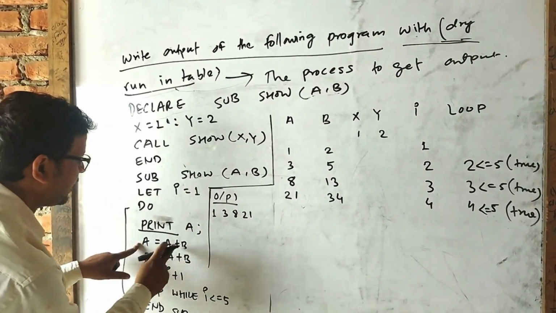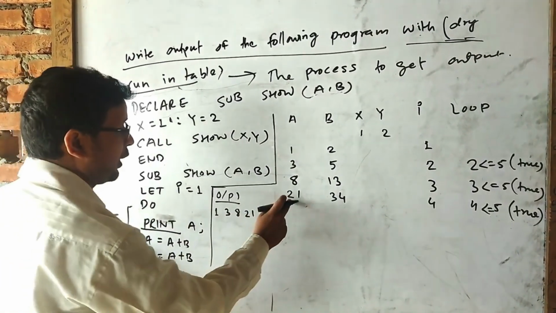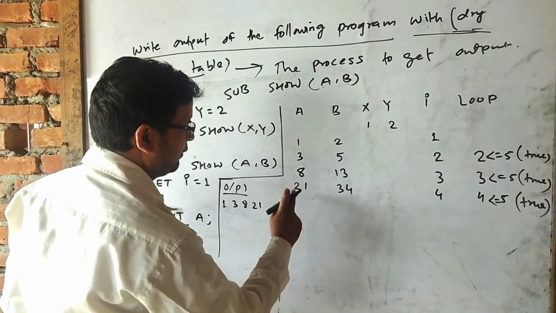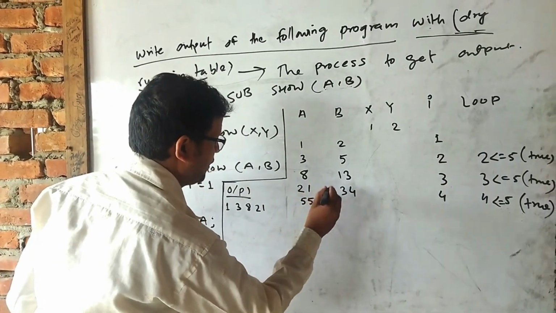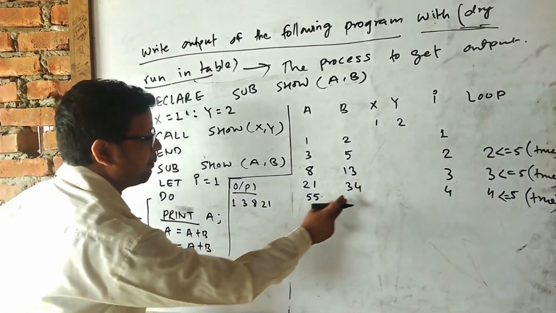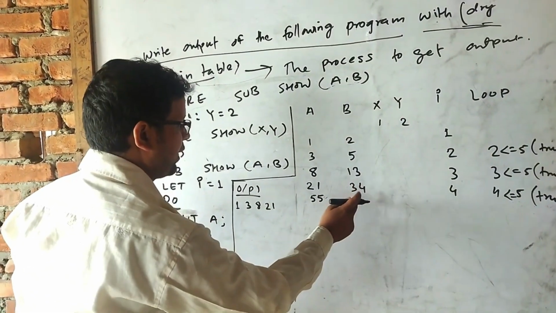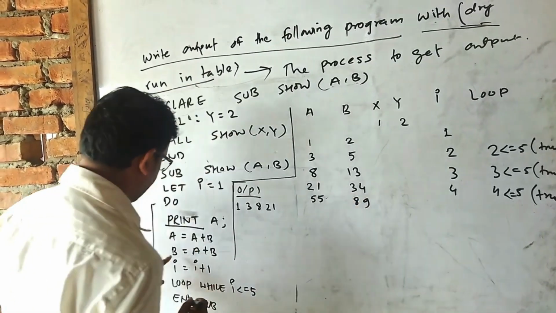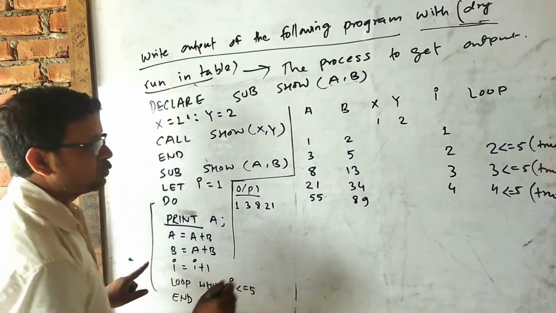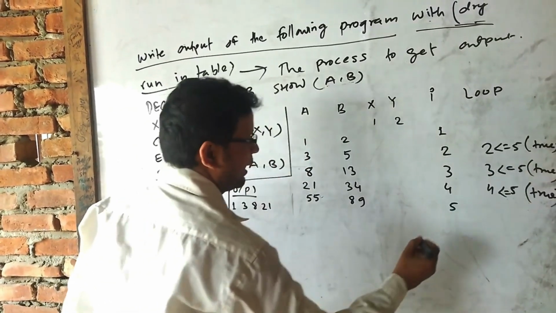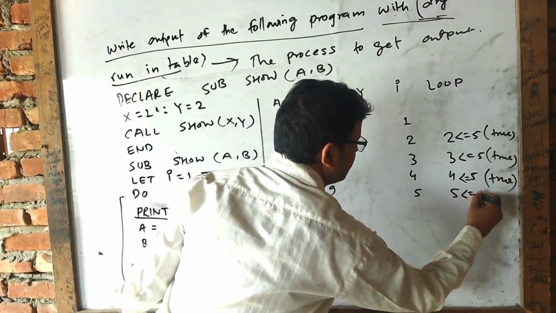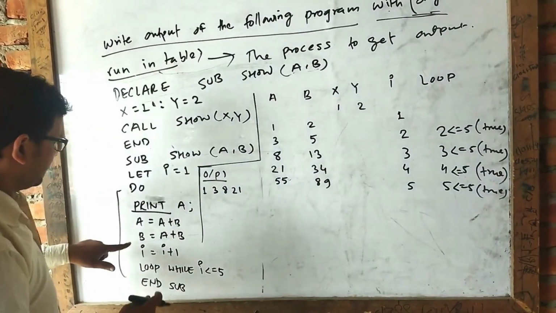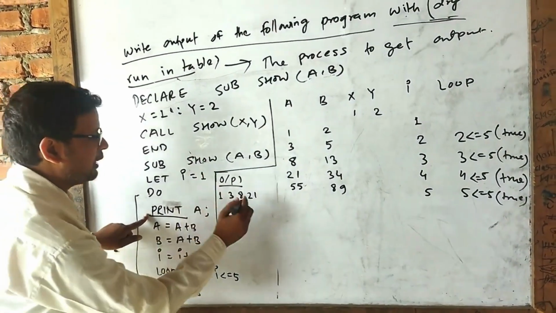Now another step. A equal to A plus B means 21 plus 34. Then what value do you get? 55. So you get the value of 55. A is 55, B is 55 plus 34, which is 89. You get the value 89. Here I equal to 4 plus 1 means 5. And 5 is less than or equal to 5. It is also a true condition. Then the loop runs again. Then again print A. A means what? 55.